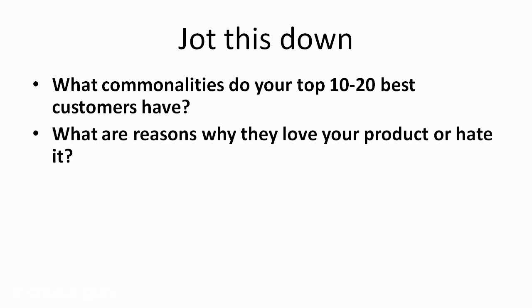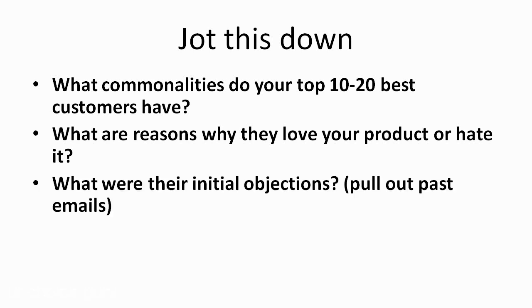What are reasons why they love your product and hate it? Probably the best way to do this is to try to dig up the emails from the communication that you've had in the past. What were their initial objections? Pull out the past emails, see what kind of questions they had previously. If you can find some commonalities between the questions that they asked, then you have more reason to think, okay, this must be the commonality, this must be the objection, and so forth. Because a lot of times, the objections that we think may be objections really are not objections to our audience. So we really have to get proof and facts.